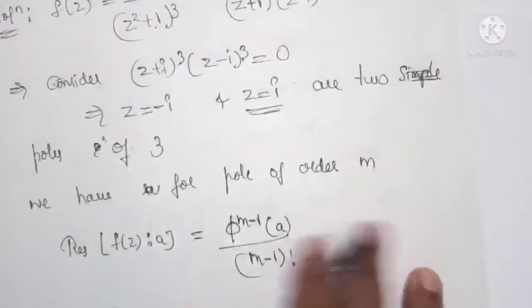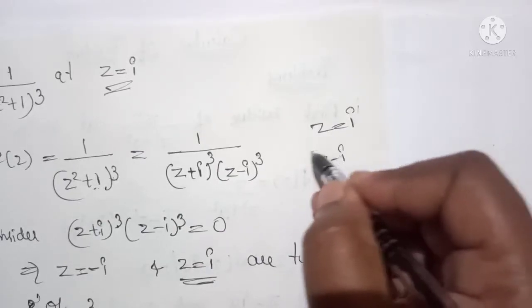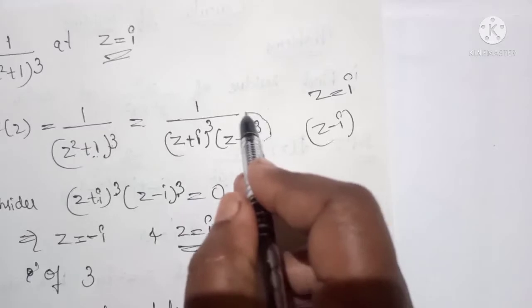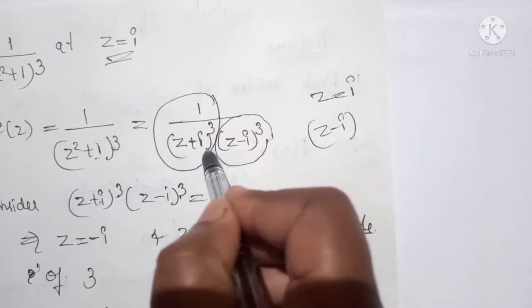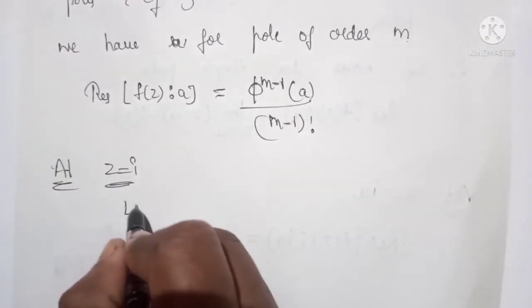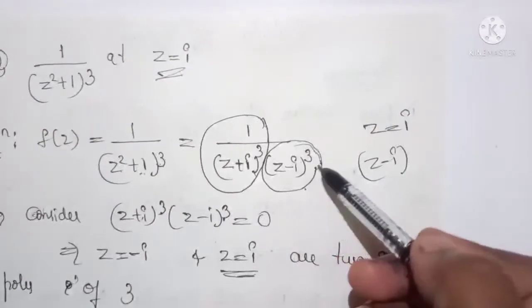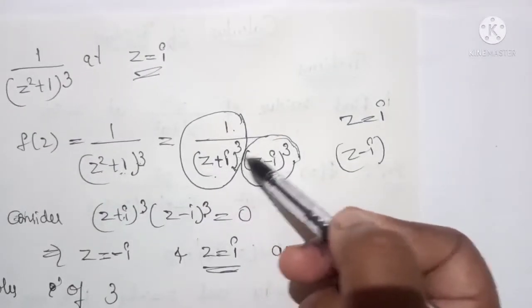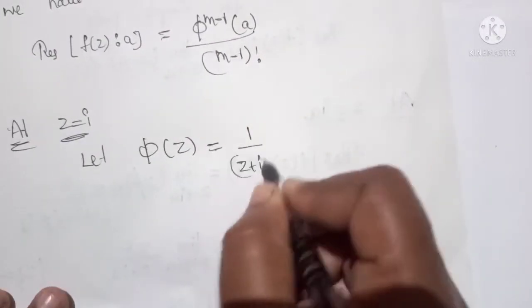So you can observe that we need to find it at z equals i. Taking this side, it becomes z minus i. That means except this (z minus i) cube, we need to take the remaining terms as g of z or phi of z. So let phi of z equal 1 divided by (z plus i) whole cube, because except this term we have only this.